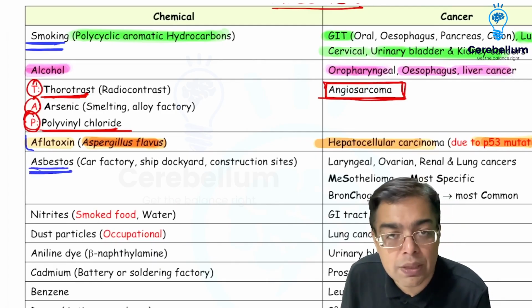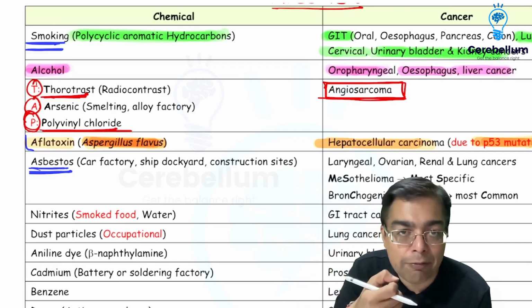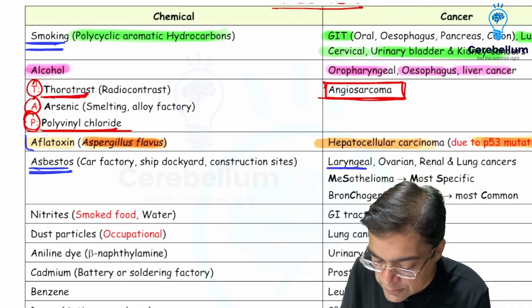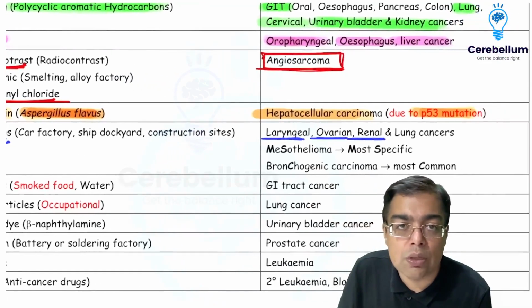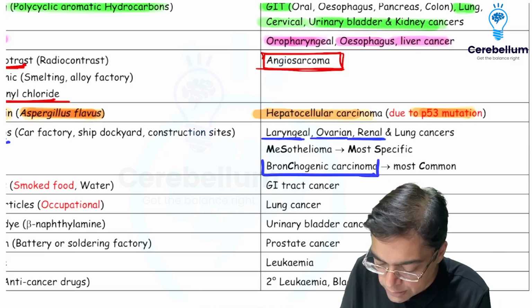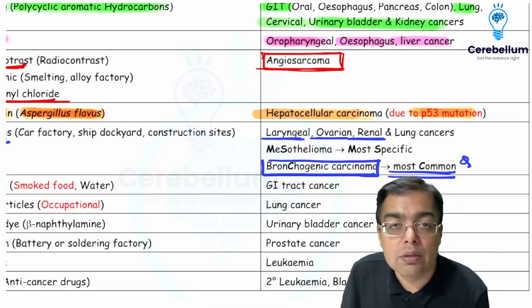so asbestos is something that is useful for the insulation industry, whether we are talking about fireproofing, waterproofing, construction factory, car factory, shipbuilding factory, that's going to be associated with development of laryngeal cancers, ovarian cancers, and kidney cancer as well. With respect to the thoracic cancers or the lung cancers, it is very commonly responsible for causing bronchogenic carcinoma.